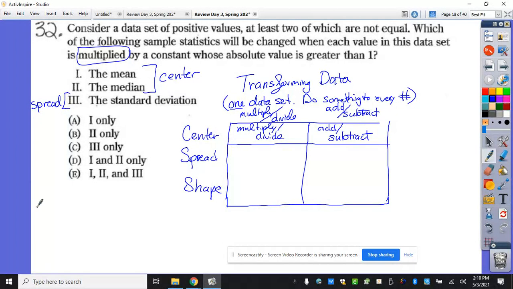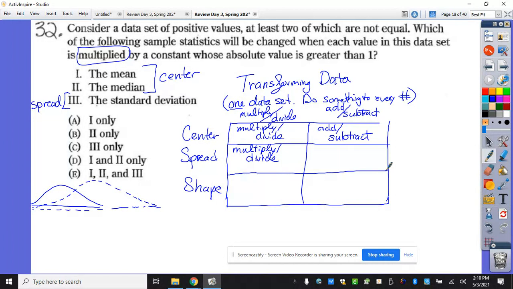All right, so I've got a distribution. If I multiply it, it's like me stretching it. What happened to my spread when I multiplied? It multiplied. So that transformation happens how you would expect it to. If I added or subtracted, that's taking this distribution and just sliding it that way. What happened to my spread?